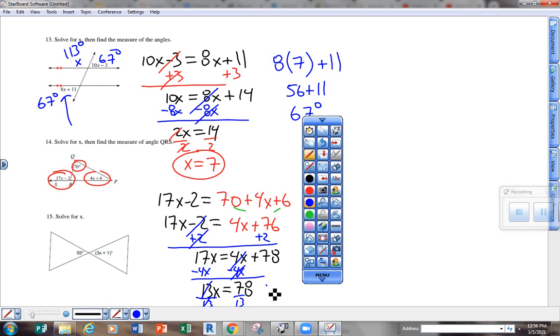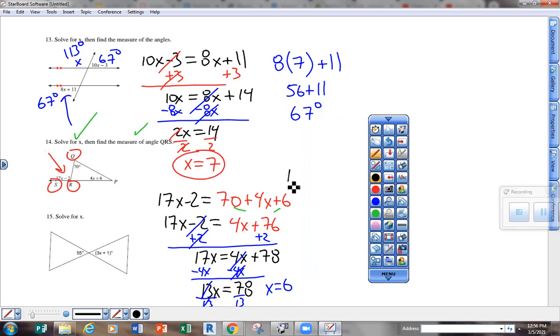Gives me 6. But remember, that's just solve for x. Find the measure of angle QRS. And if you want to know what QRS is, that describes this angle. QRS, that one right there. So if I plug in 17 times 6 minus 2, it will give me what that angle is. So 102 minus 2, 100. So solve for x, x equals 6. Find the angle, the angle QRS is 100.